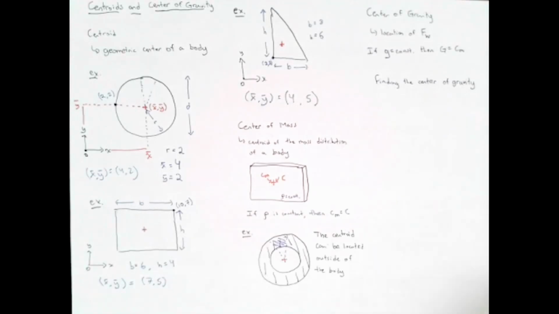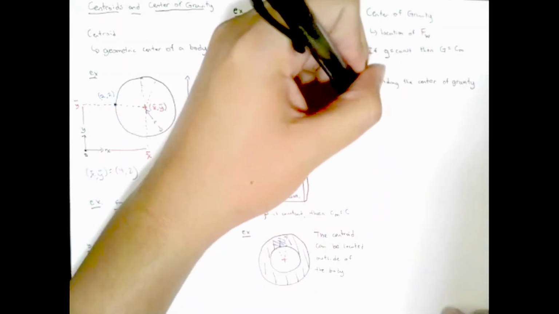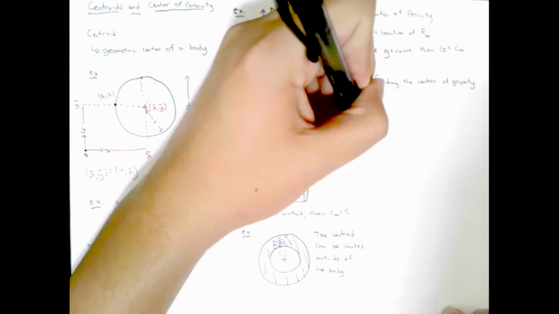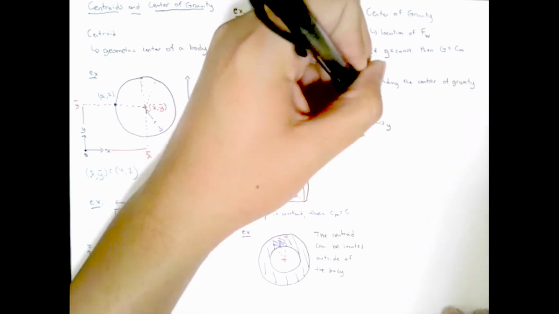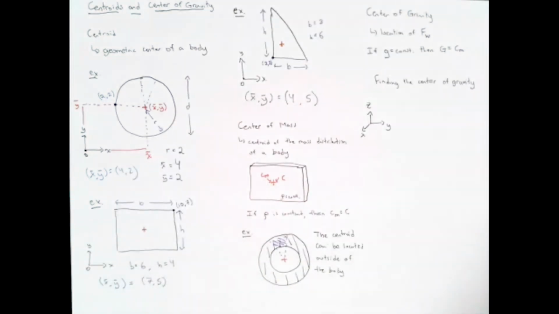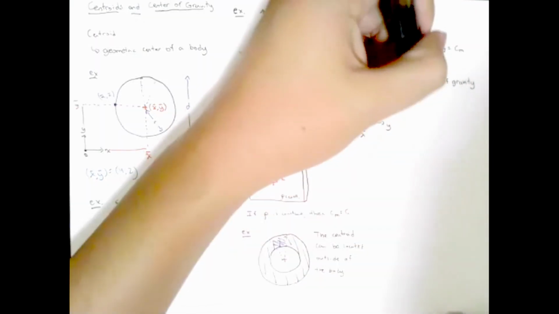We can always find relationships for centroid using geometry. However, a more generic approach would require us to use calculus. So what we're going to do is come up with an expression that will allow us to find the center of gravity and by extension the center of mass and the centroid for a generic, irregular, three-dimensional body. In other words, we're going to be looking at our x, y, and z coordinates.